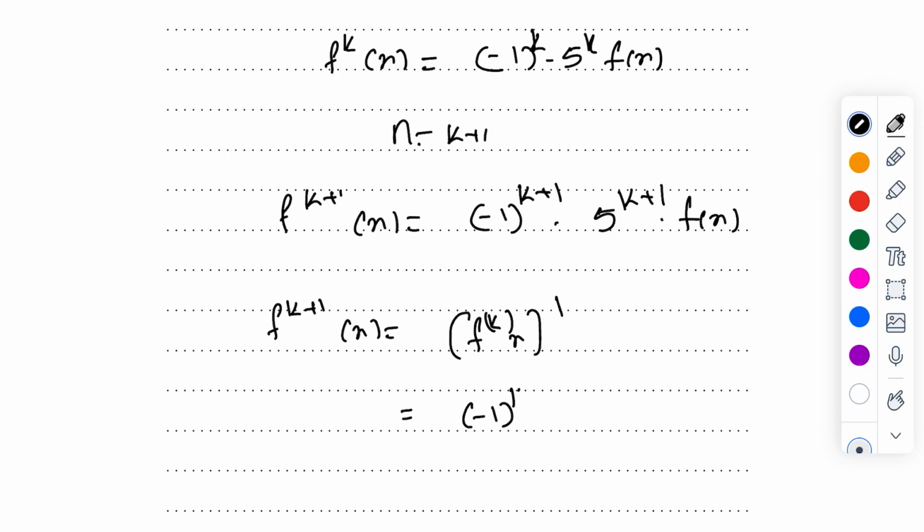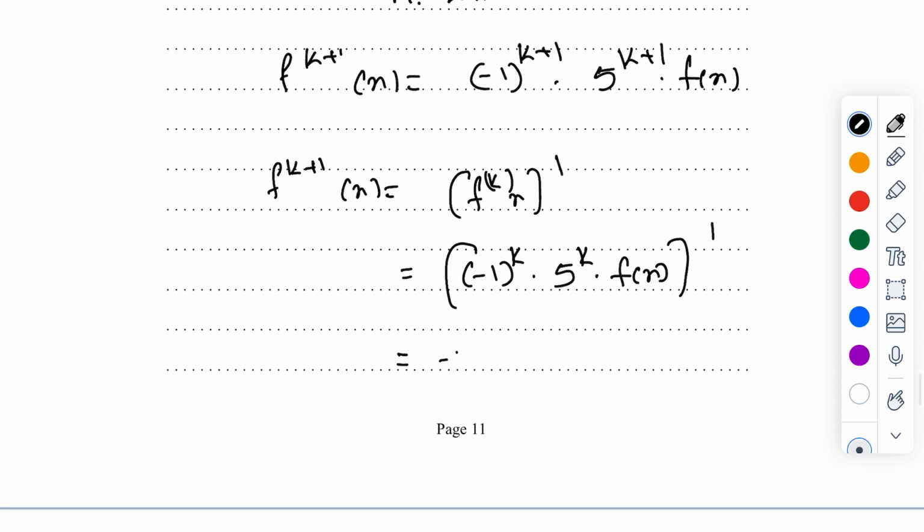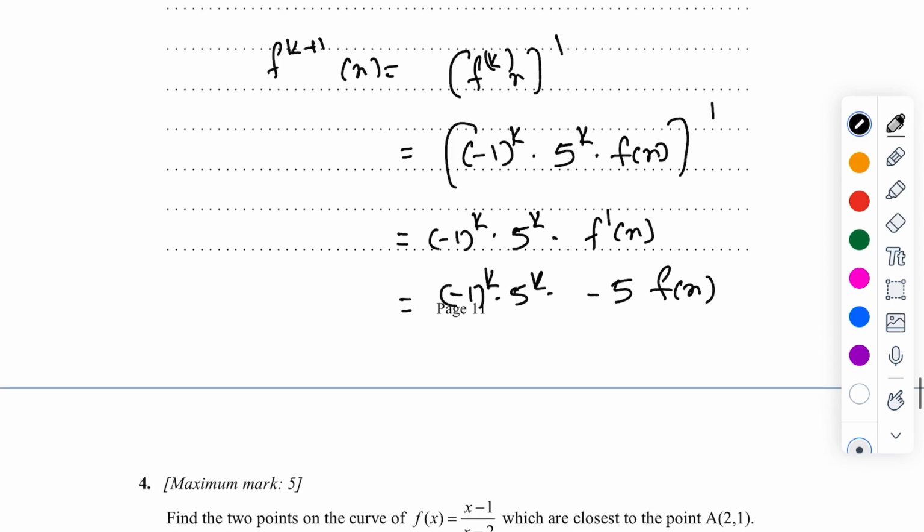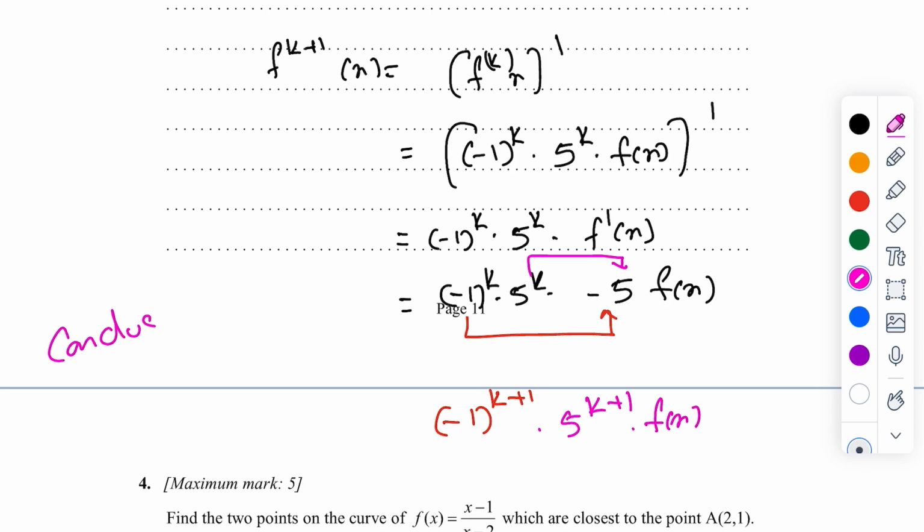So the kth derivative we have assumed as minus 1 whole to the power of k, 5 power k, and f of x, its derivative. So these are all numbers. So minus 1 whole to the power of k, 5 power k, and first derivative of f of x. First derivative of f of x is, again we have assumed that it is proved for n equals 1, which is minus 5 f of x. Now multiply this minus with this minus, it becomes minus 1 whole to the power of k plus 1. Multiply 5 power k with 5, it becomes 5 to the power of k plus 1 and f of x. Therefore, it is true. Then don't forget to write the conclusion.